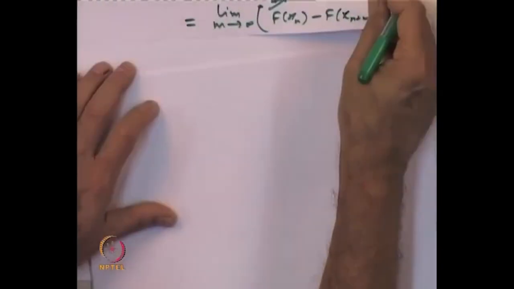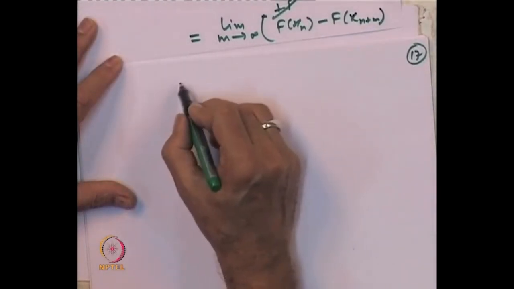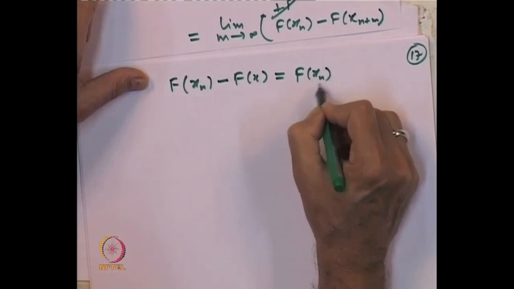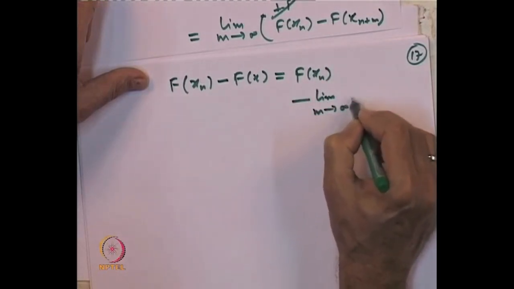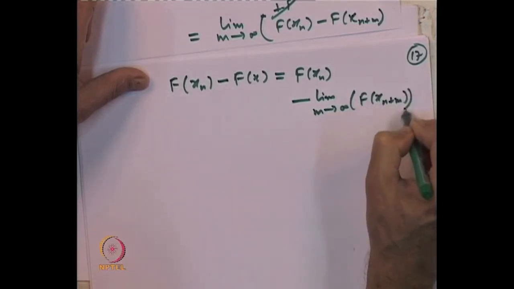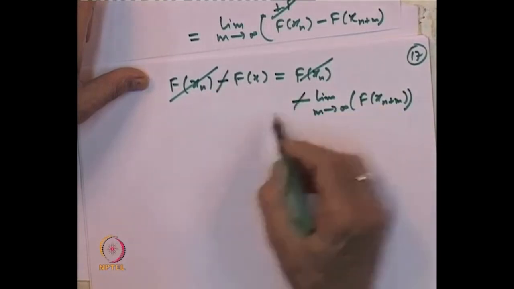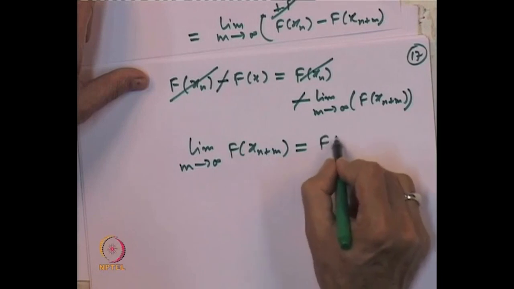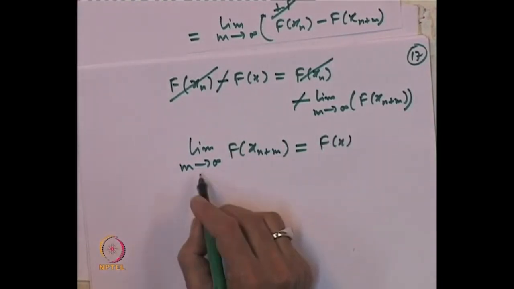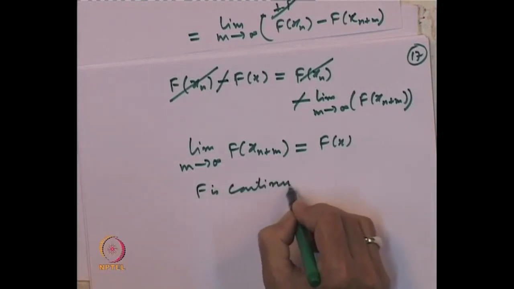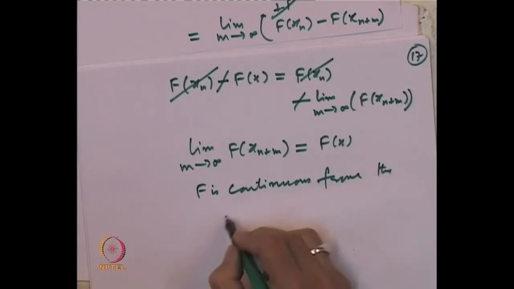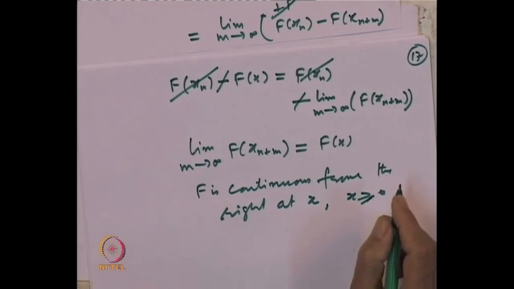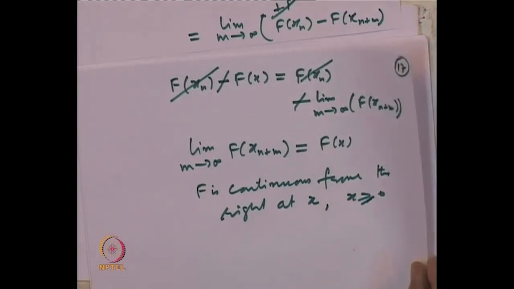So, that means what we get is the following, and this is independent of m. The left hand side was f of x_n minus f of x, which is equal to f of x_n minus the limit as m goes to infinity of f of x_{n+m}. These cancel out, the negative sign cancels out, and we get the limit as m goes to infinity of f of x_{n+m} is equal to f of x. So, that is the same as saying that f is continuous from the right at x, and that we proved when x is bigger than or equal to 0. So, when x is bigger than or equal to 0, this is right continuous.